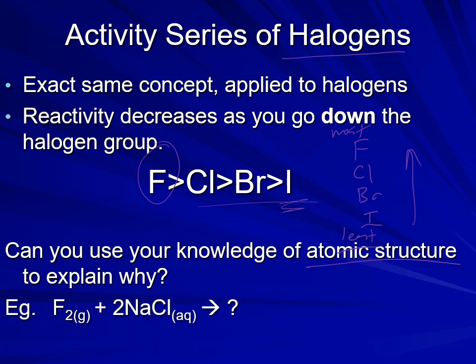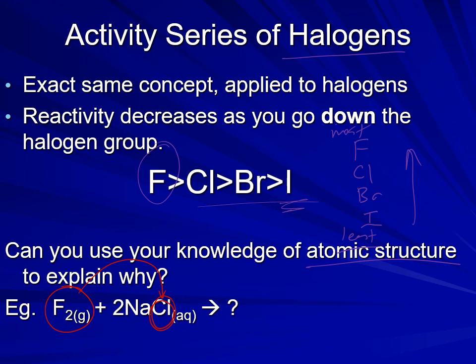So let's say fluorine tried to displace, and again, you got to watch out for this. We have a halogen. It is not going to try to replace the metal, right? It could not take its place. You would not form fluorine chloride or whatever that would be. What it's going to try to do is replace the other halogen in the compound.